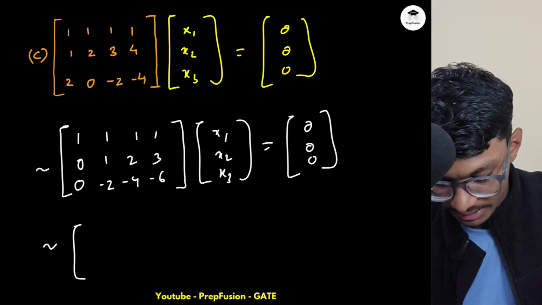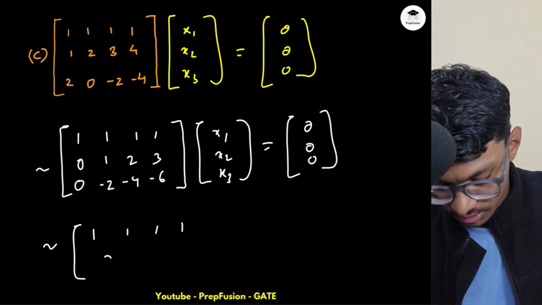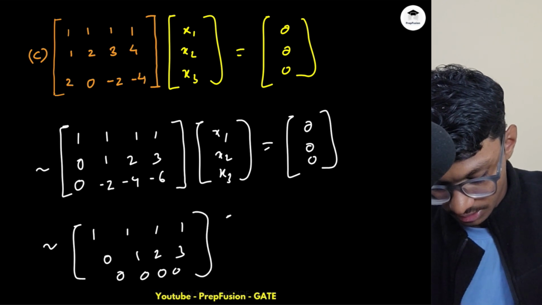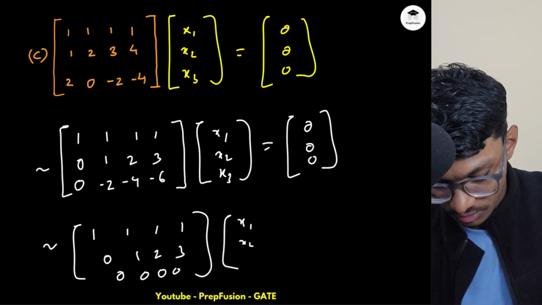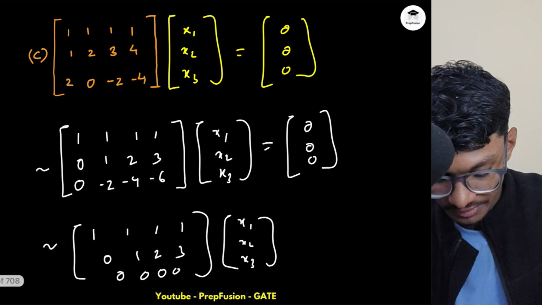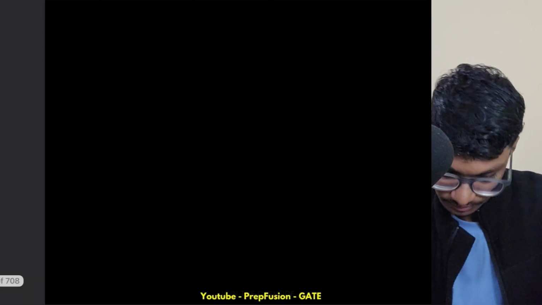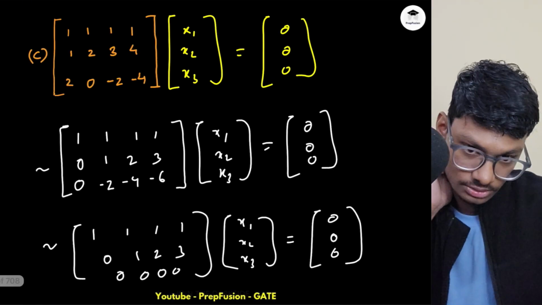What I can see is I can simply multiply by 2 and then add to this, right? So this will be a whole row of zeros, 0 1 2 3, and this will be 0 0 0, and this is x1, x2, x3. So basically how many free variables will I have? I will have 2 free variables.